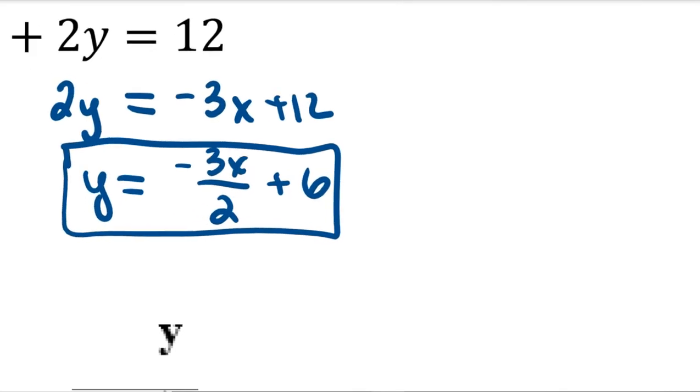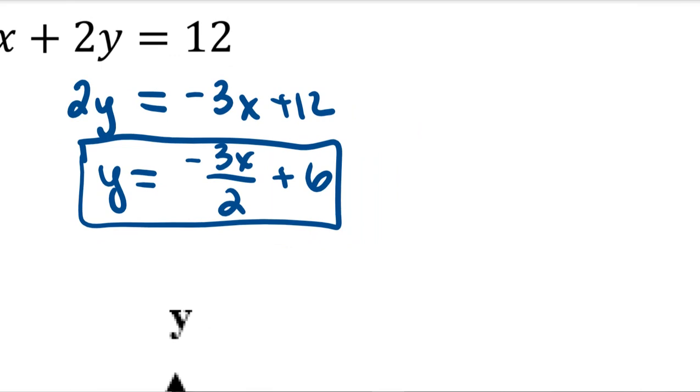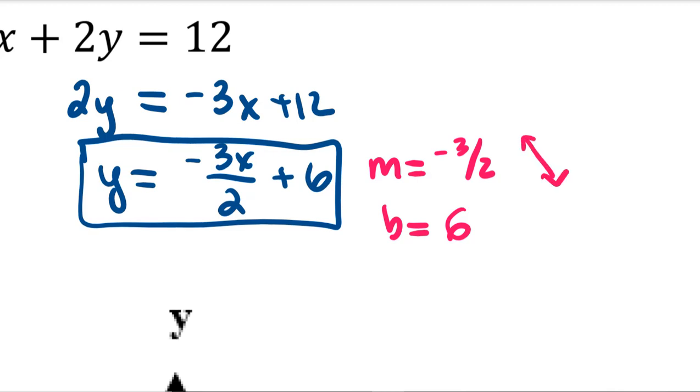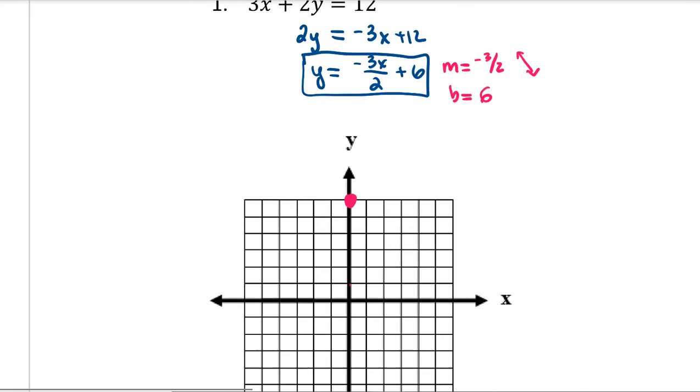Now, there are two things that are really nice about this equation. One, it tells us the slope, and it tells us the y-intercept. The y-intercept is just the number 6, and the slope is going to be negative 3 halves. So generally speaking, if I have a negative slope, that means my line is going to be slanted like so. All right, so then let's go to the graph.